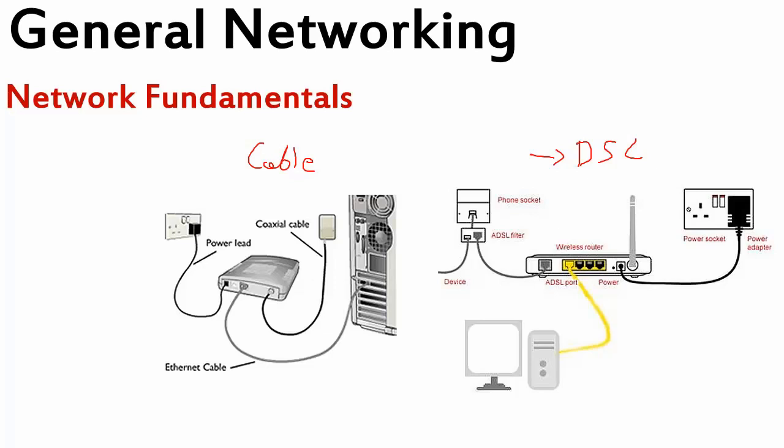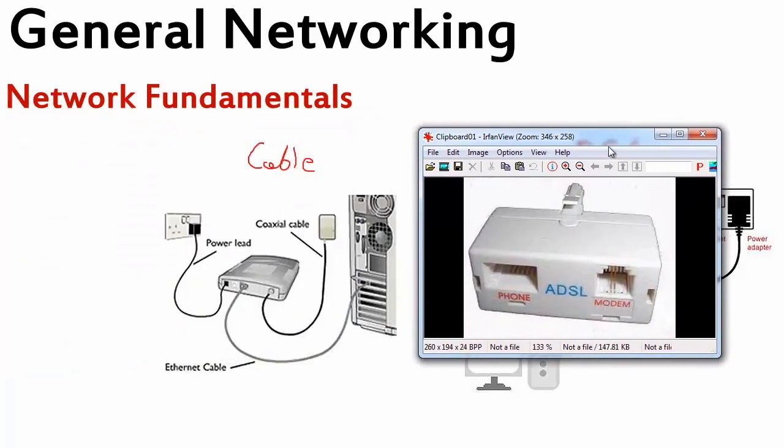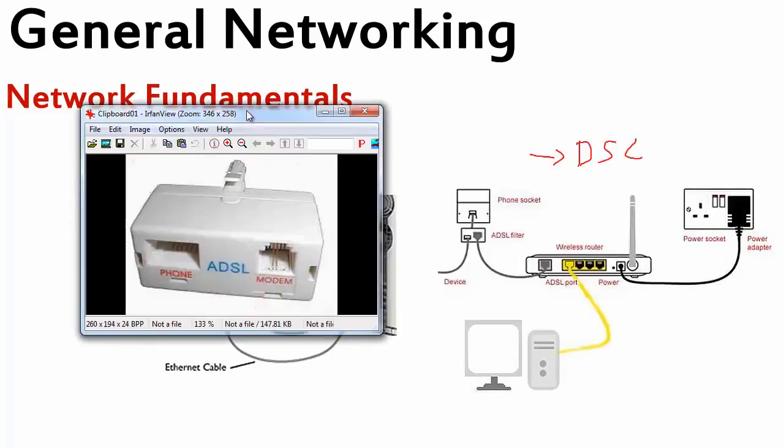That's why in many cases you will need a small filter like that. It's a microfilter. Why? Well, because you want to have your phone service and broadband service at the same time. We want to prevent interference. Sometimes you will find a filter like that built into your socket. If that's the case, you don't need anything like that. You can connect your cables to your ISP directly.